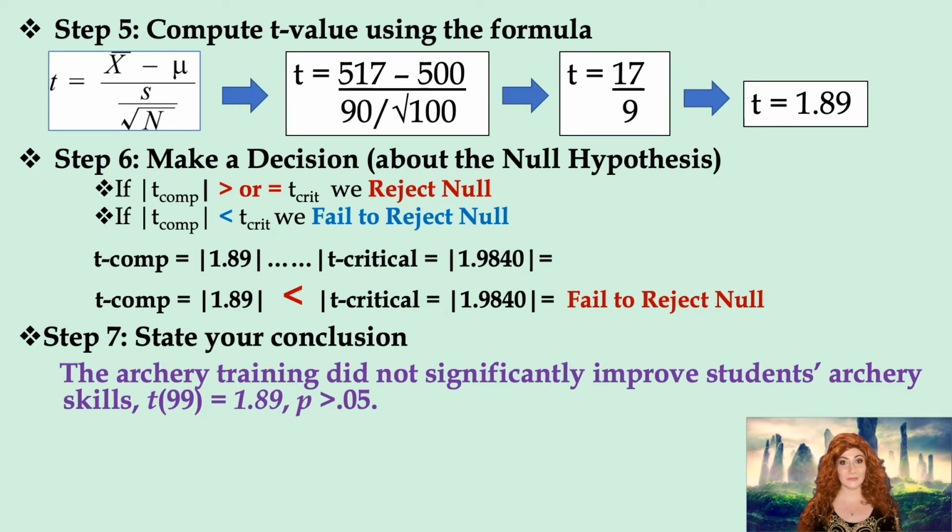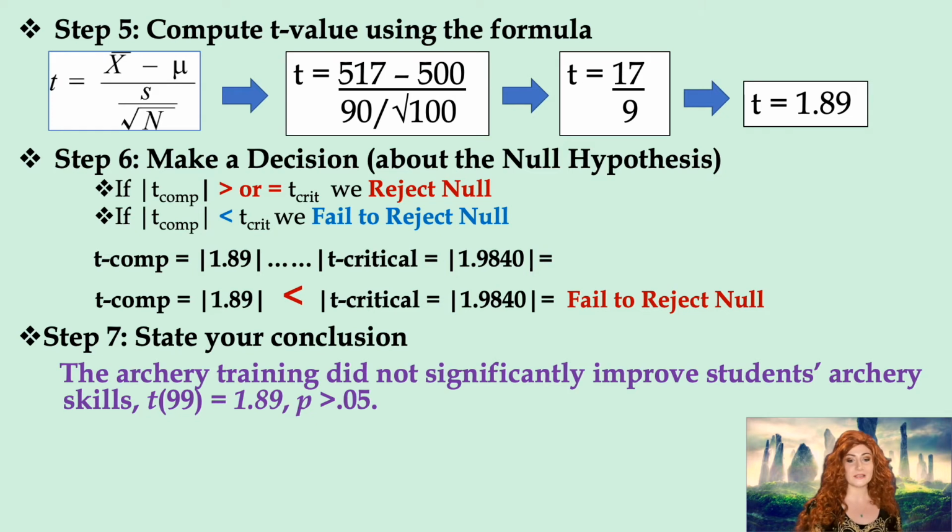So the most important part in the 7 steps is to write a decent conclusion. So because we failed to reject the null, our conclusion would read, the archery training did not significantly improve students' archery skills. In other words, there were no significant differences between the students who took the training for archery and those that did not. So the null hypothesis says that there are no differences. That is the decision that we went with. That is the hypothesis that we chose because our t computed value was smaller than t critical.